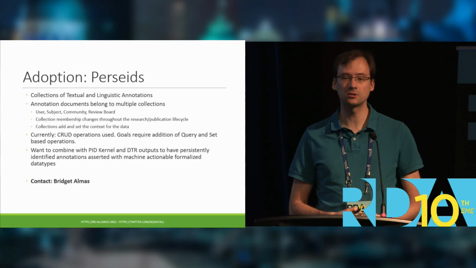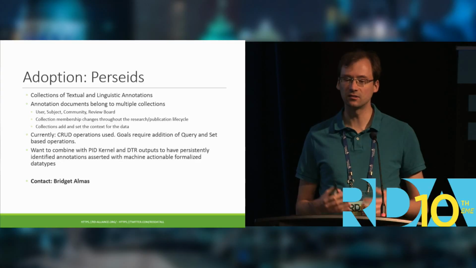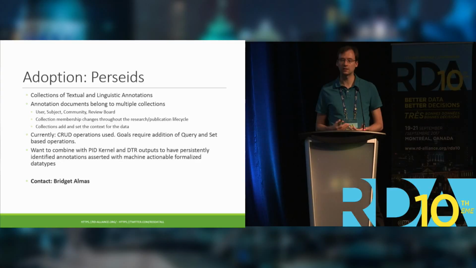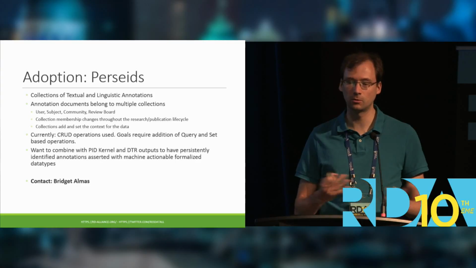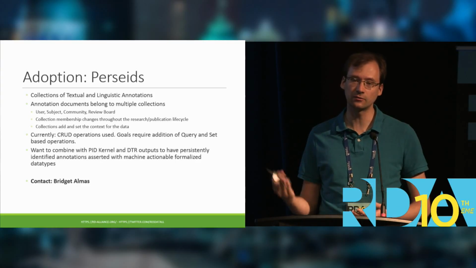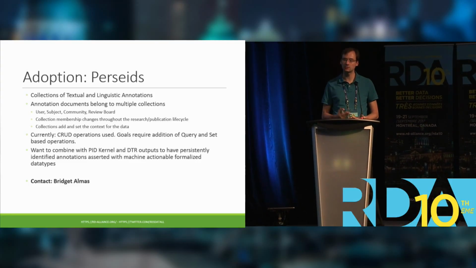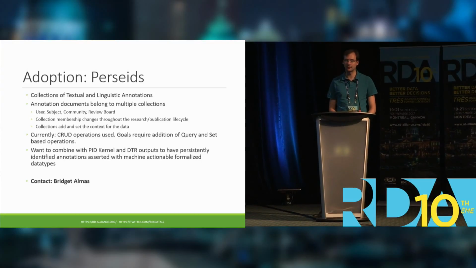A second adoption case is Perseids. The contact is Bridget Almas, sitting over there. This is about collections of textual and linguistic annotations, where of course one point is that they can be arranged in various forms. Just showing here, you can arrange collections by user, subject, community, review board. So there are multiple ways through which you can slice through this space, and of course the collection specification offers to cover that.